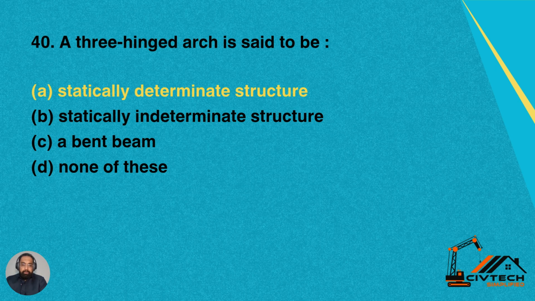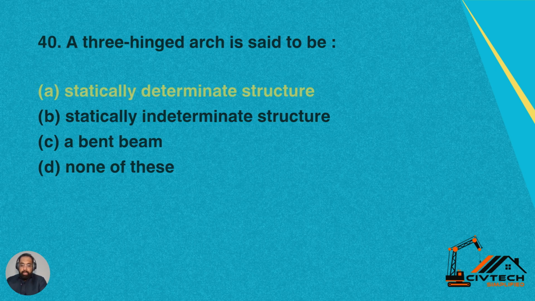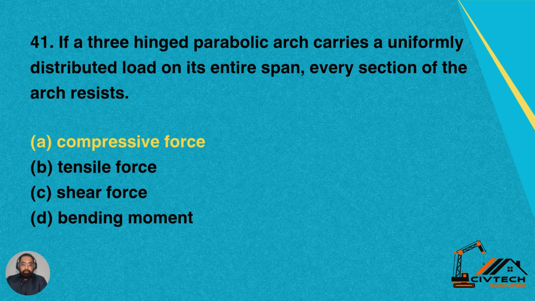Question number 40. A three-hinged arch is said to be option A, statically determinate structure; option B, statically indeterminate structure; option C, a bent beam; option D, none of the above. So a three-hinged arch is said to be a statically determinate structure. A is the correct option.